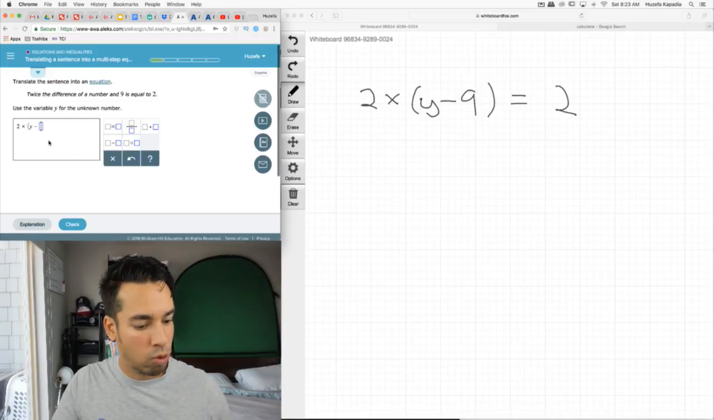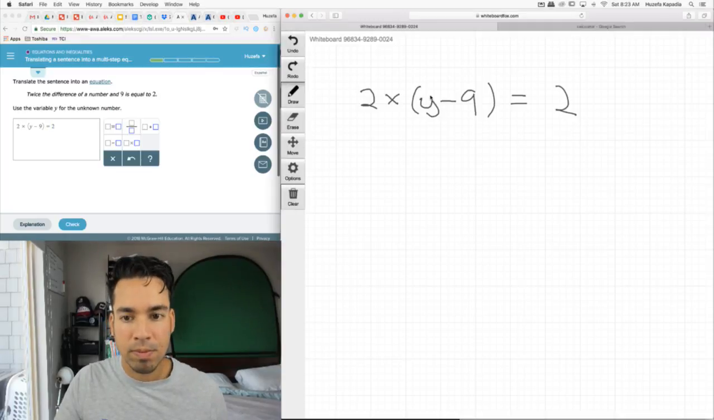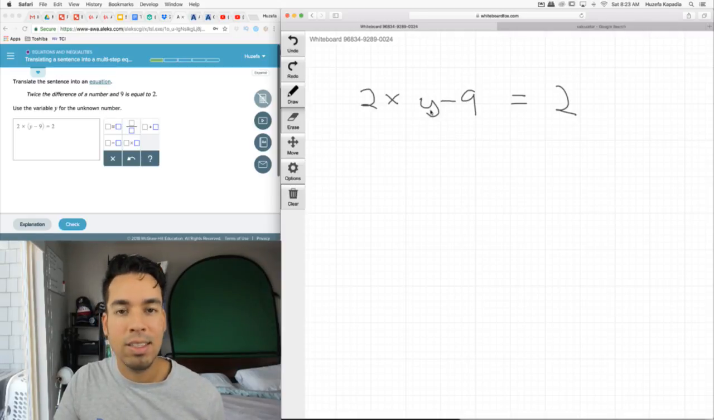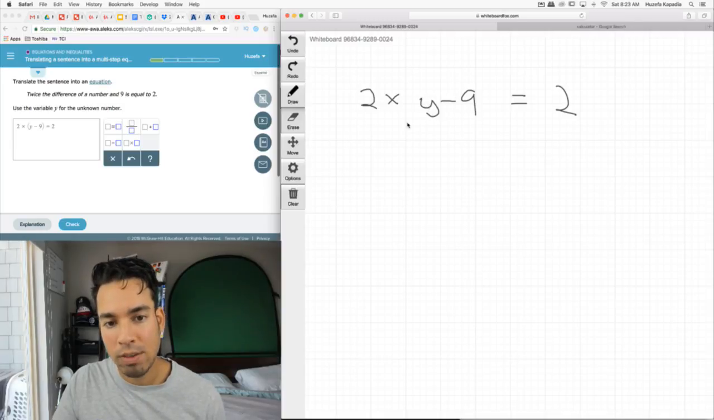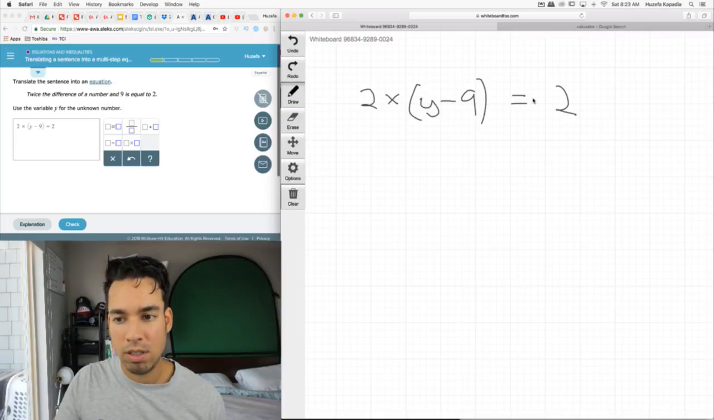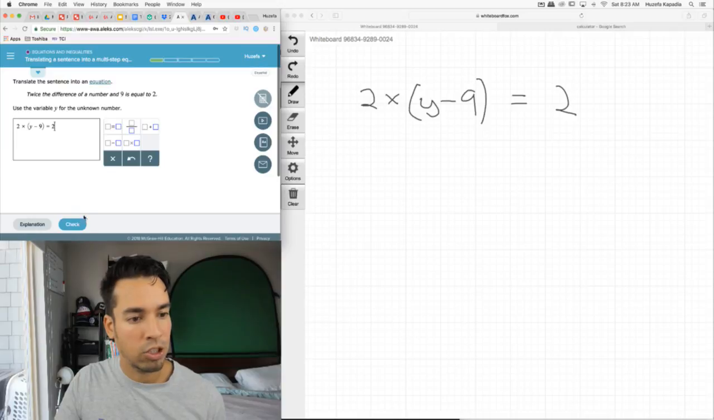The reason why is because of order of operations. If we didn't have these parentheses, what would happen? What would happen is the 2 would multiply the y first, then we would subtract the 9. That's not what we want. We want 2 to multiply this value. So we need to subtract first, which is why we need the parentheses, and then we carry out the multiplication.